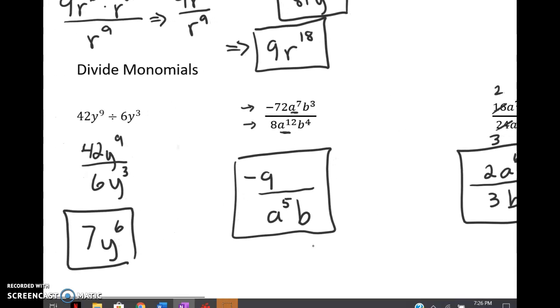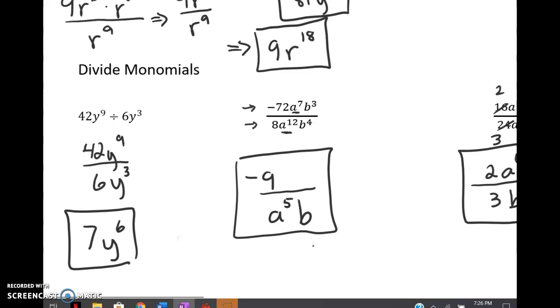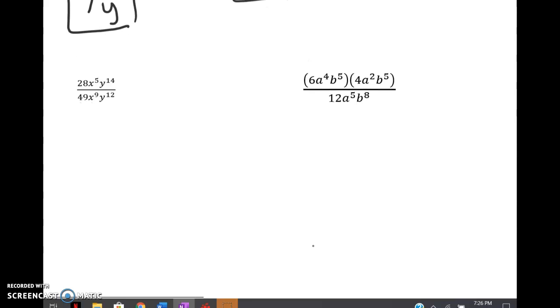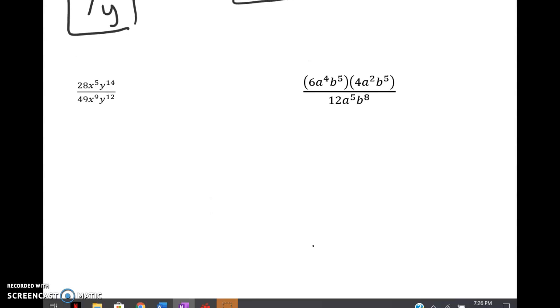Let's see if I have any more problems. All right, I think we just have a couple more problems here. So 28 and 49, they're both divisible by 7. 7 goes into the 28 4 times. 7 goes into 49, 7. So I'm going to have, we'll do this like we did the last one, 4 over 7. Now look at the x's. More in the bottom, x to the 4th. Look at the y's, more in the top, y squared. And we're done.